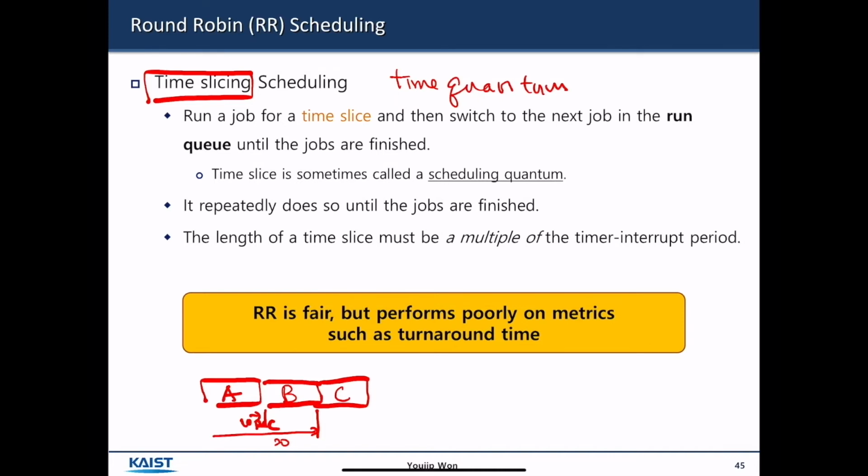So to remedy that problem, we introduced the notion of time slice. In executing A, B, C, instead of executing job A until it finishes, the CPU executes A, B, and C in round-robin manner a little bit at a time. It is called round-robin scheduling. The length of a time slice must be a multiple of the timer interrupt period, and round-robin is fair, but it performs poorly for turnaround time.